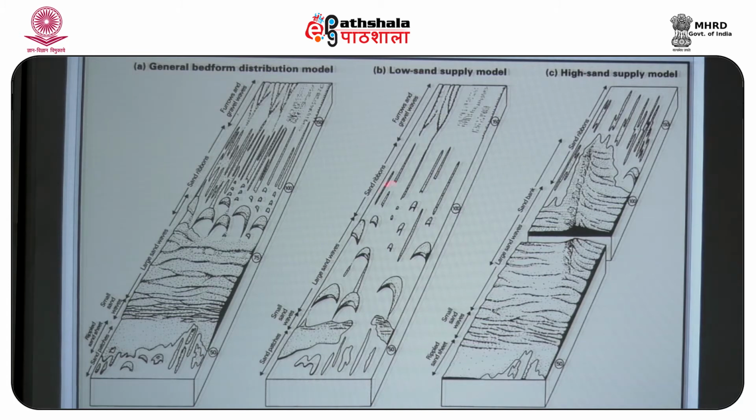In this case, produced bed forms are rare. They are very less in number, but they maintain a similar disposition, that is, in offshore regions smaller furrows, then followed by sand ribbons, then large sand waves, small sand waves and so on as found here, but the frequency is much less in case of the low sand supply model.